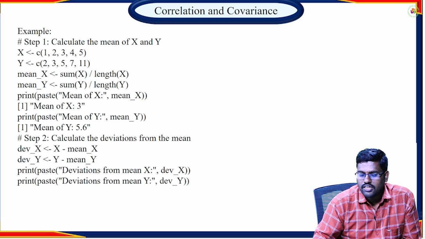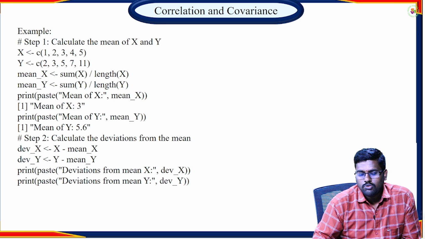Next we need to calculate the deviations. How do we calculate them? The mean value minus the x value, so 3 minus 1, 3 minus 2, 3 minus 3, 3 minus 4, 3 minus 5, like that. Next, the deviation of y means 2 minus 5.6, 3 minus 5.6, 5 minus 5.6, 7 minus 5.6, 11 minus 5.6. So finally the deviations of x and y are those values. 3 minus 1 means 2, 3 minus 2 means 1, 3 minus 3 means 0, 3 minus 4 means minus 1, 3 minus 5 means minus 2. Those are all the deviations of x.